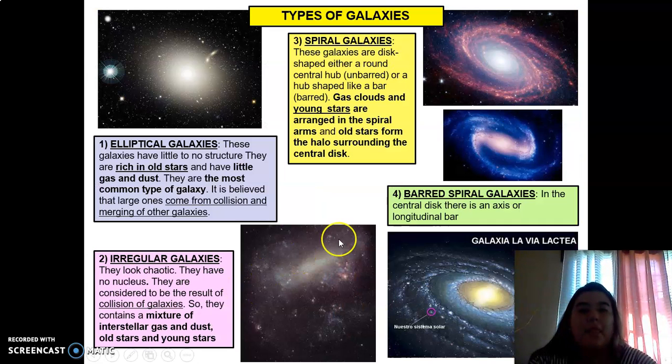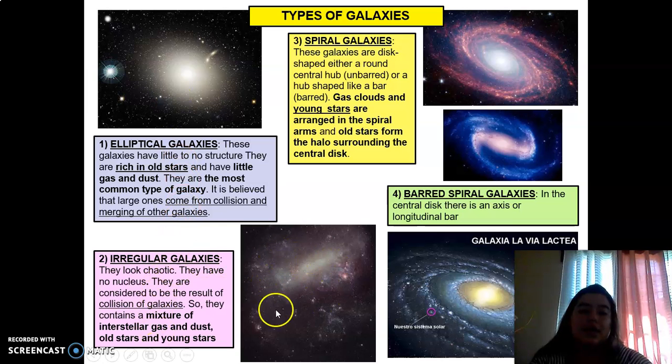Okay. The types of galaxy we have are elliptical galaxy, irregular galaxy, spiral galaxy, and barred spiral galaxy. Okay, elliptical galaxies have a nutty structure. They are rich in old stars and have little gas and dust. They are the most common type of galaxy, okay? And it's believed that the large ones come from the collision and merging of other galaxies.